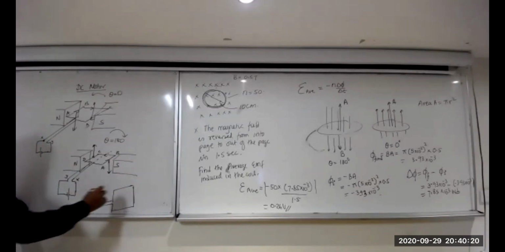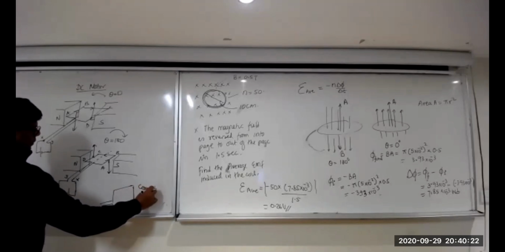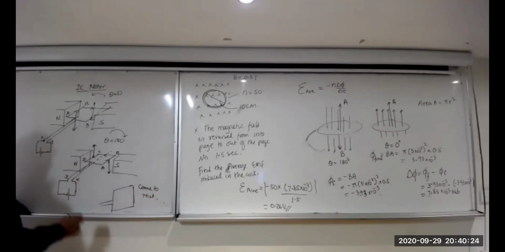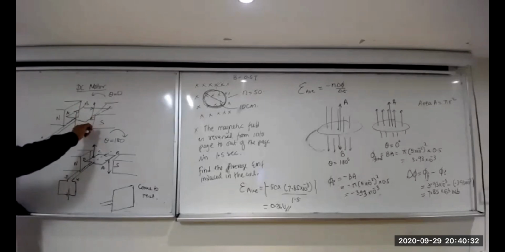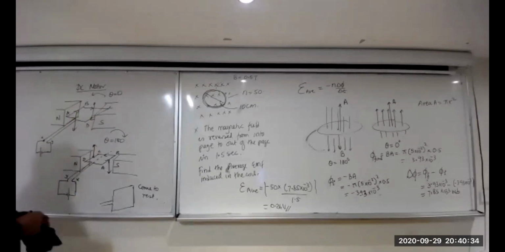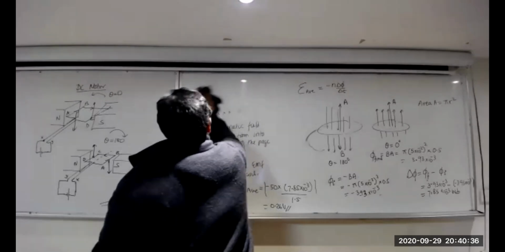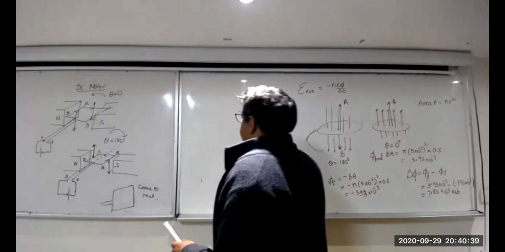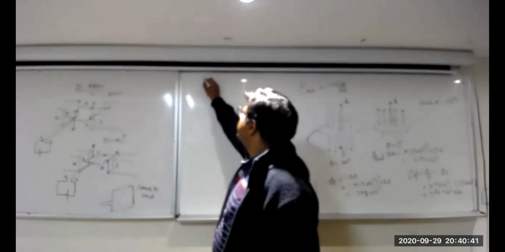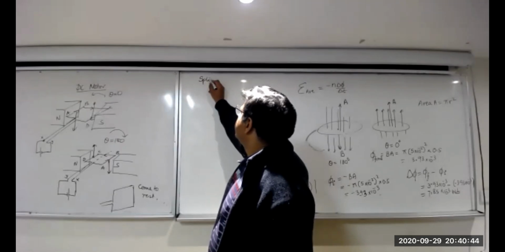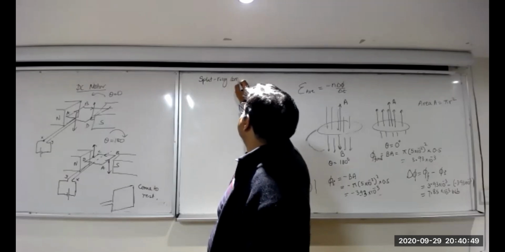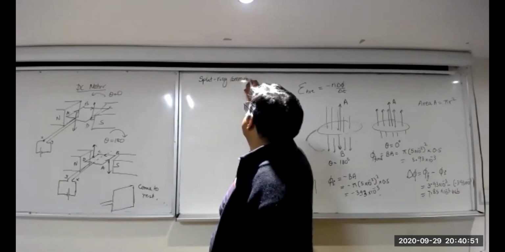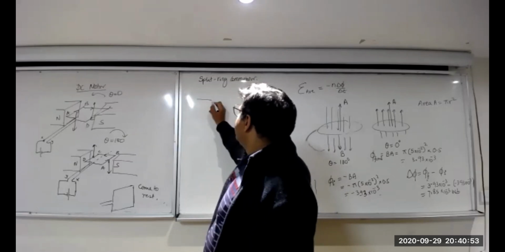So that's come to rest. What we need, soon after it passed that vertical position, is to stop the current from A to D and swap it to D to A. So when it's swapping the direction of the current, this is a split ring commutator. This is the commutator.